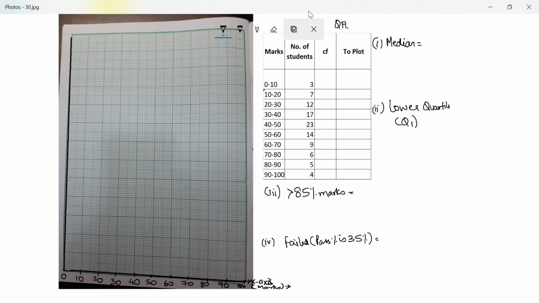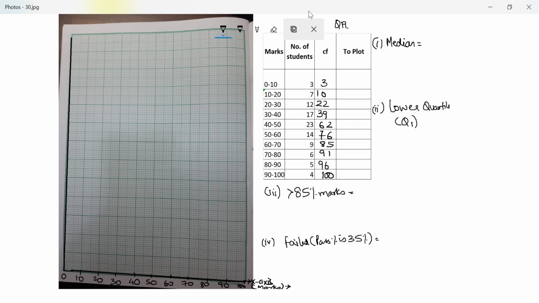Next one is number of students. So they're saying draw an ogive. To draw an ogive, the first thing I need is the cumulative frequency. So let me find out the cumulative frequency. 3 plus 7 is 10, plus 12 is 22, plus 17 is 39, plus 23 is 62. Next, 62 plus 14 is 76, plus 9 is 85, plus 6 is 91, plus 5 is 96, plus 4 is 100. So they said 100 students, which means my calculation is correct.